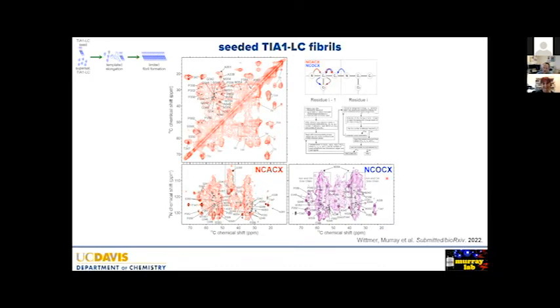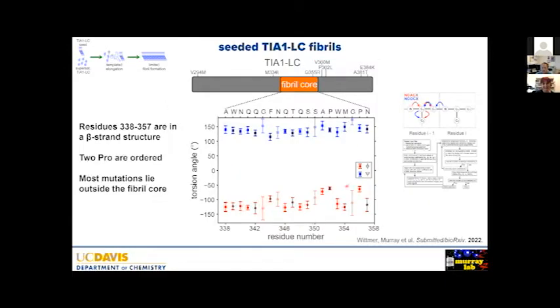So we went on and again, went through the assignment process for these particular fibrils. I just wanted to remind you that we have a set of 2D and 3D experiments to do this, and a computational algorithm that we have a lot of faith in. This is the result. We identified a fibril core between residues 338 and 357 in the TIA1 low complexity domain. It's a 20 residue segment that is almost exclusively predicted to be in a beta strand conformation.